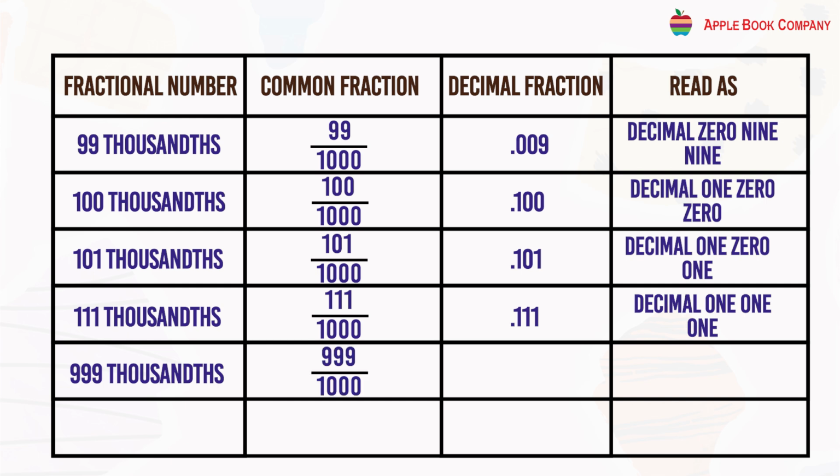999/1000 is 0.999, decimal 999 thousandths. Digits after the decimal point are read separately. While writing thousandths, we add extra zeros, if required, to make 3 digits after the decimal point.